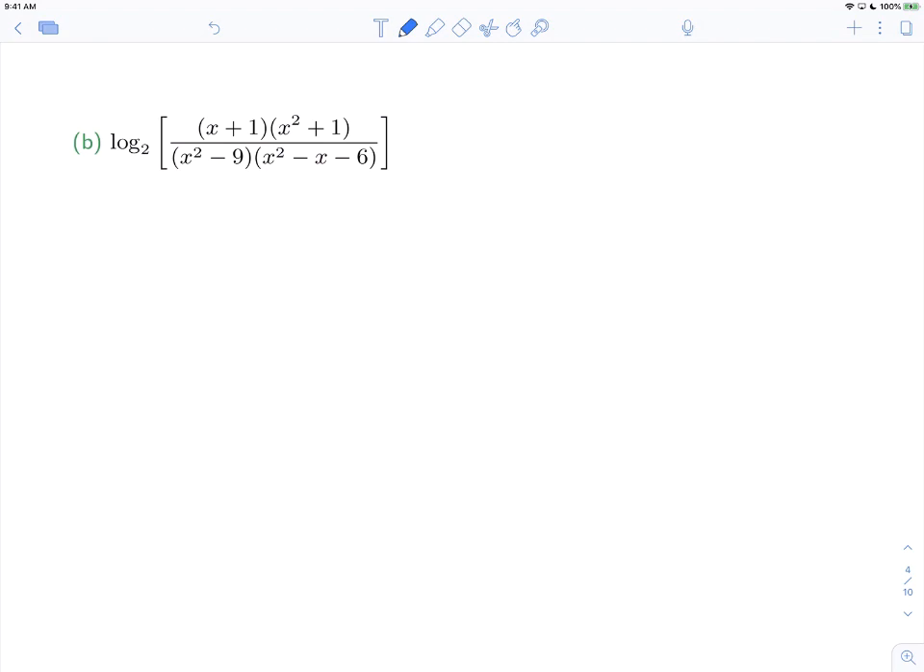Let's just factor everything completely. Let's just do it over here. So this is log base 2 of, now the numerator, you can't do anything to the numerator, x plus 1 times x squared plus 1. So this x squared plus 1, we can't factor that anymore. So the denominator, x squared minus 9, that's the difference of squares, so we can write that as x plus 3 times x minus 3. So x squared minus 9 is both of these terms right here.